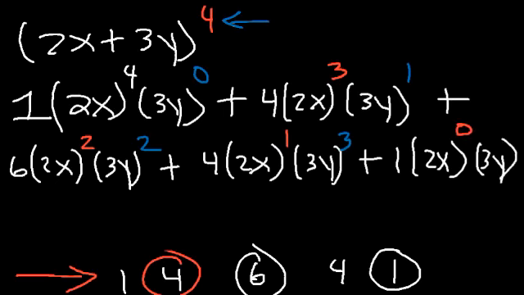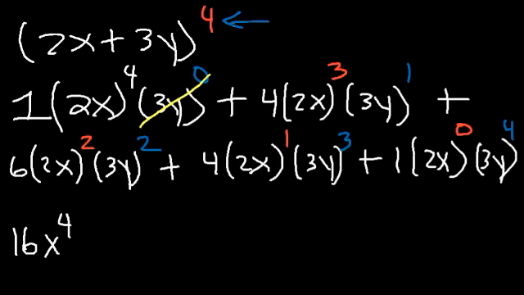So anything raised to the 0 power is 1. Now what is 2x raised to the 4th power? So 2x times 2x times 2x times 2x, 4 times. 2 to the 4th is 16. So it's going to be 16x to the 4th. Now what about the next term?